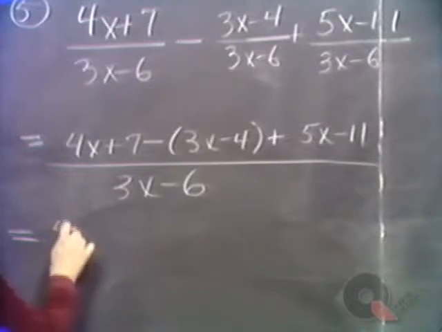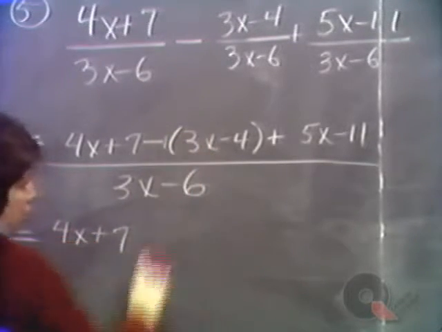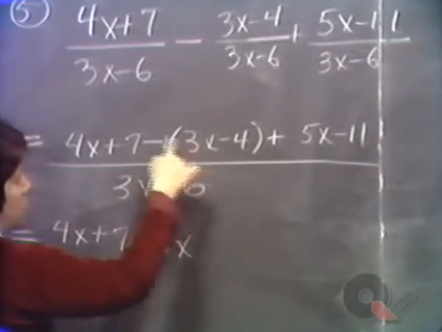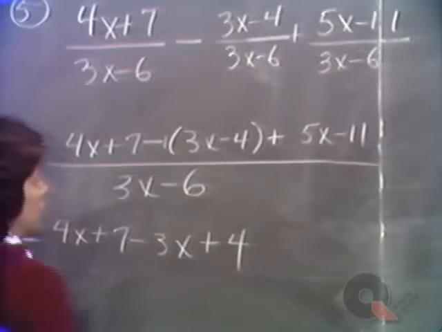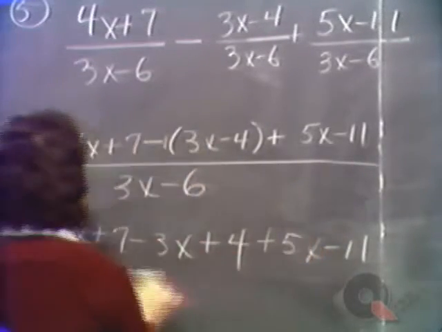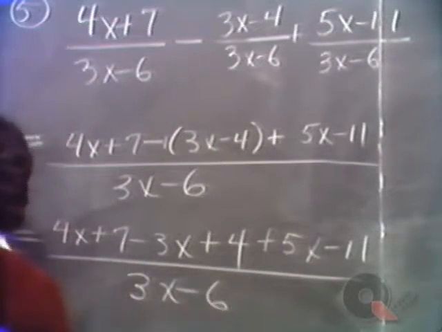Okay, this is 4x plus 7. This minus is like a minus 1 to be distributed through the parentheses, giving us minus 3x. Minus 1 times minus 4 is plus 4. And then plus 5x minus 11, all over 3x minus 6.